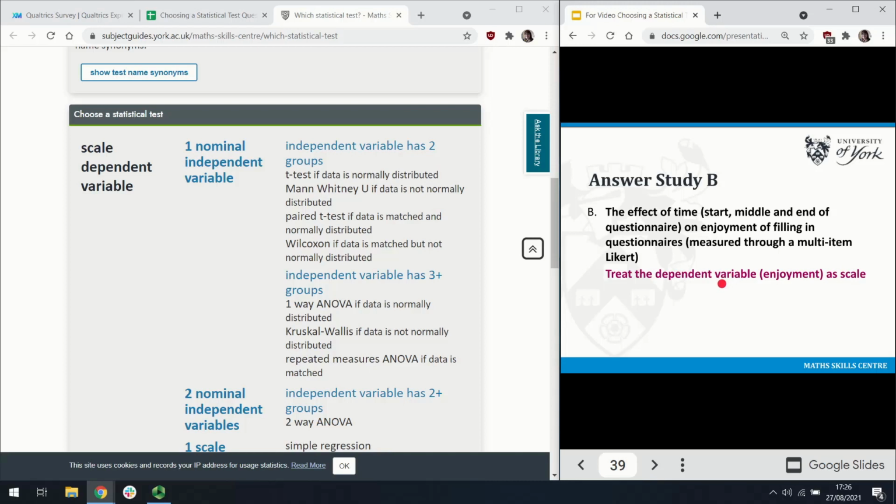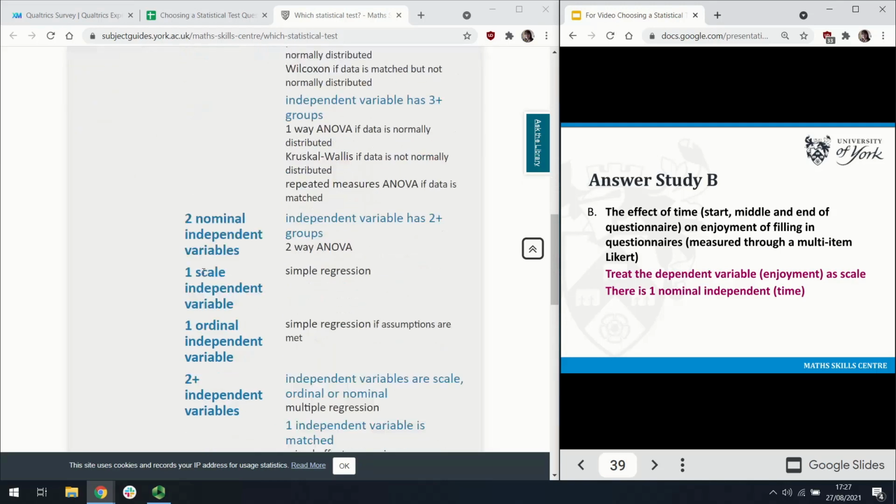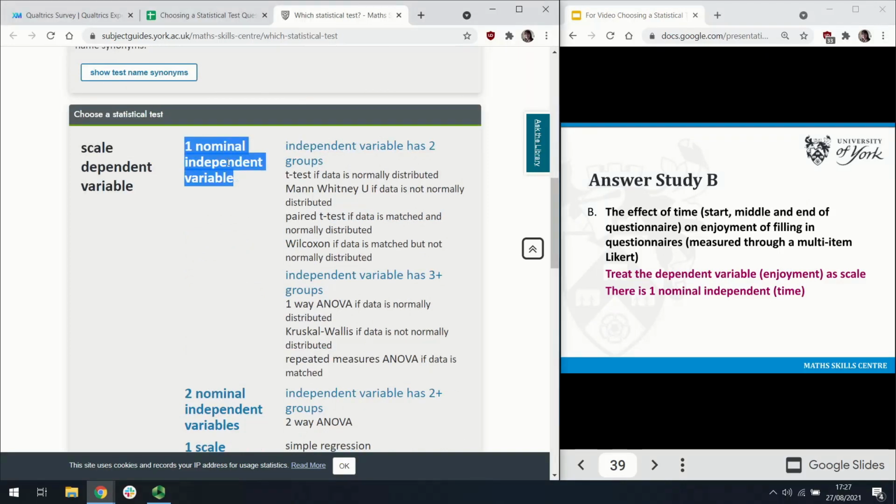The first thing we had to do is treat the dependent variable, how much you enjoy filling in questionnaires, as a scale variable. Remember, that's because we've taken the mean of those 3 questions, so it acts more like scale data. So we're going to say that we've got a scale dependent variable, so we're in this area here. We've got one independent variable, and ours is nominal. So again, we're here.